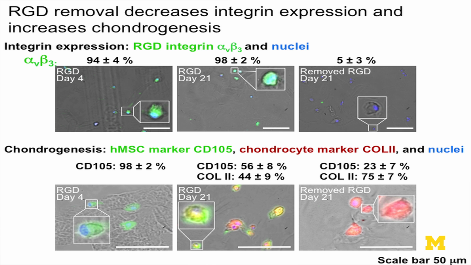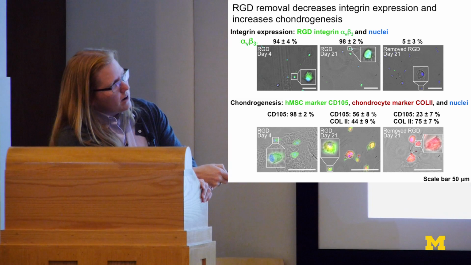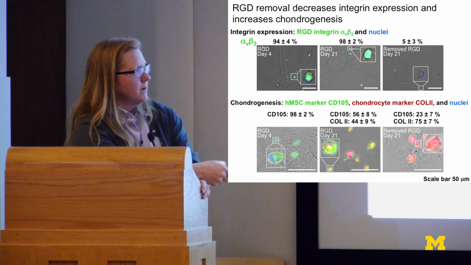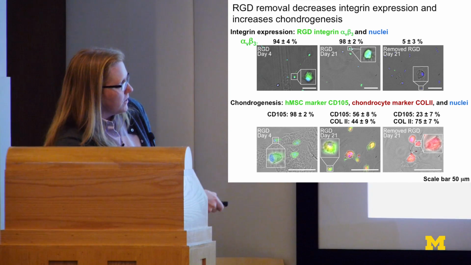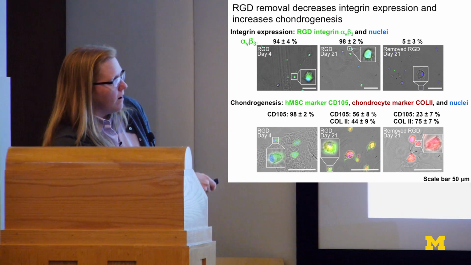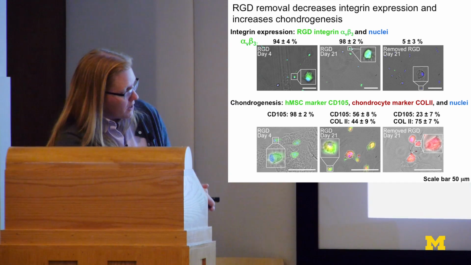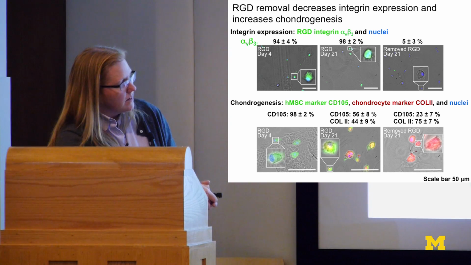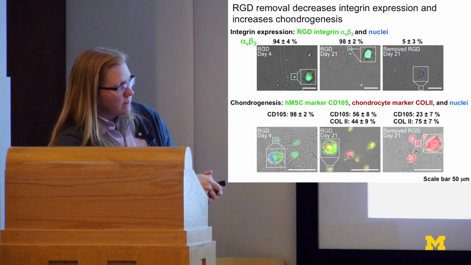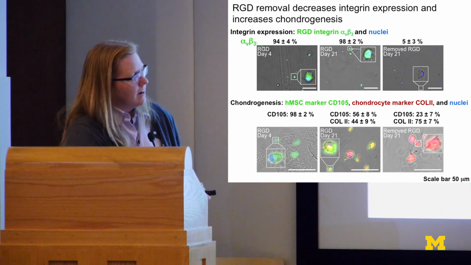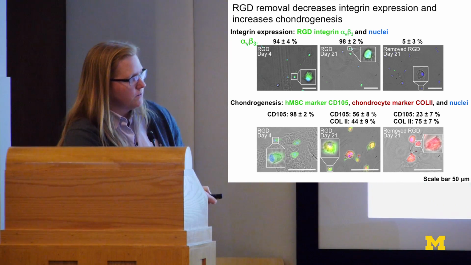We can stain for one marker, CD105, that's a stem cell. And we can also stain for collagen 2, which is a later stage of a cell becoming a chondrocyte. And what happens early on is that almost all the cells have this stem cell marker. But when RGD persists, some of the cells still express the chondrogenic marker. They're in this hydrogel that has elasticity like cartilage, and it forces the spherical morphology.